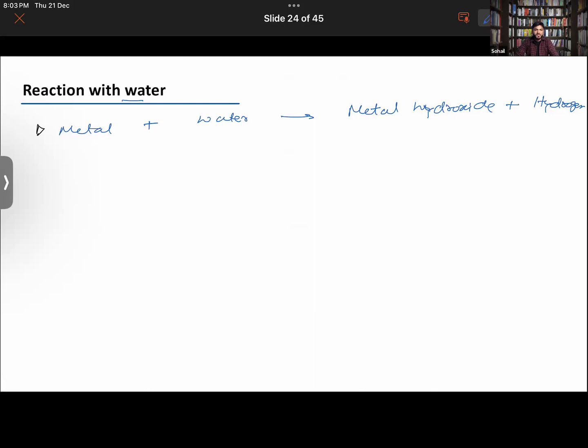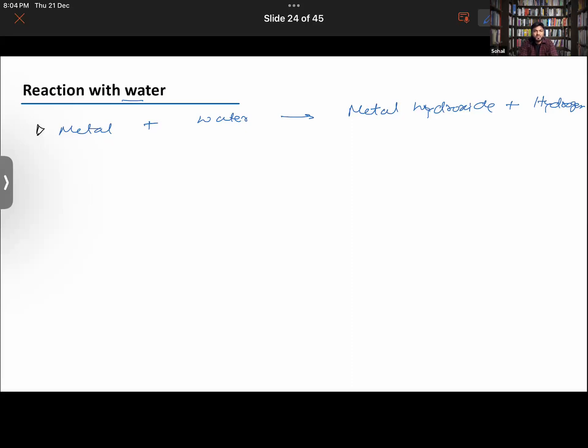Not in every case, because some of the metals will be reacting very vigorously with a very high intensity, while some of the metals will not be reacting with cold water. You need to have hot water for the reaction to take place, right? The intensity of the reaction will depend upon the chemical reactivity of the metal. Chemically, how active is that metal? That will define how explosive the reaction will be.